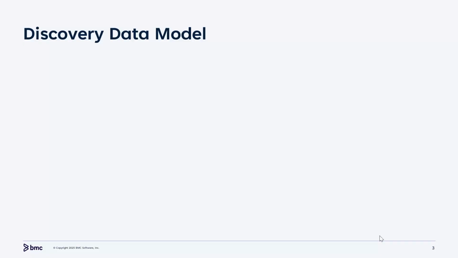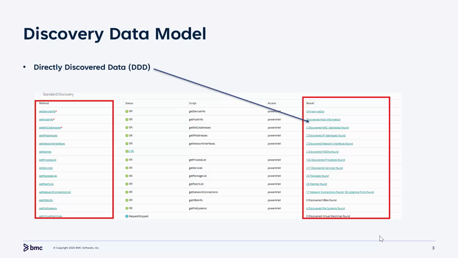In Discovery, we have two types of primary data model. The first one is called directly discovered data. This is the data that Discovery obtains directly from your target endpoints using a specific discovery technique. You could easily see this information if you go to a discovery access page of a particular node. For example, in this screenshot of a discovery access page, on the left side, you can see the discovery methods, and the right side, the directly discovered information for each of those methods.